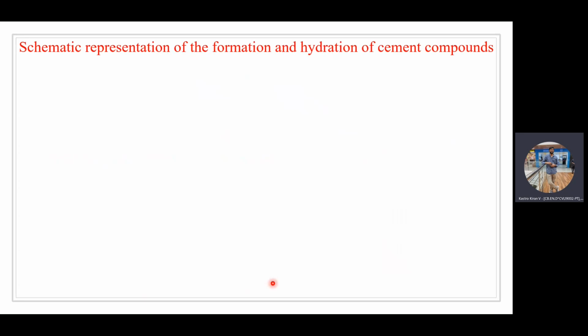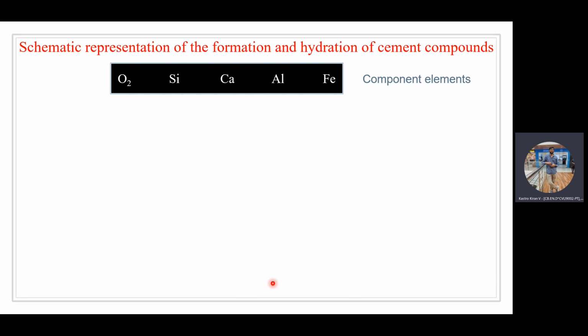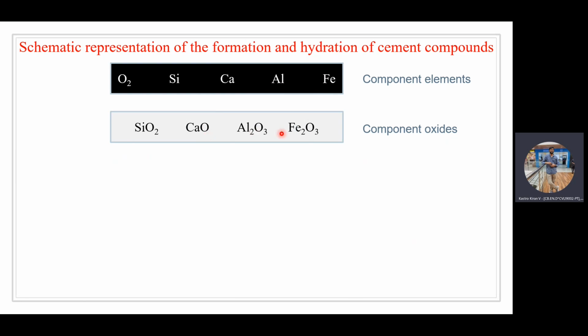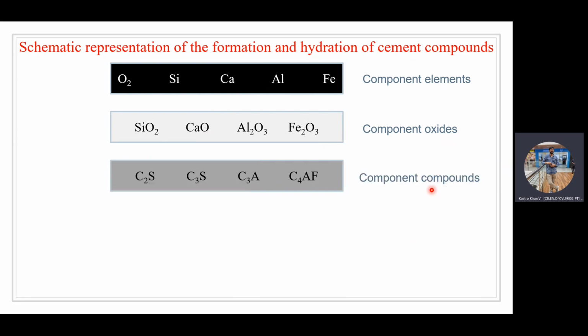Now let me put the entire thing, whatever we have discussed from the very first class, all the chemical composition of the cement to the hydration products, in a simple schematic representation. Here we have the component elements, that is lime, silica, alumina, iron oxide. These are the basic raw materials that are required to prepare the cement. And then when these react with oxygen, we get oxide compounds, that is CaO, SiO2, Al2O3, and Fe2O3. This we have seen. And then these component oxides form the component compounds, that is Bogue compounds: C3S, C2S, C3A, and C4AF.